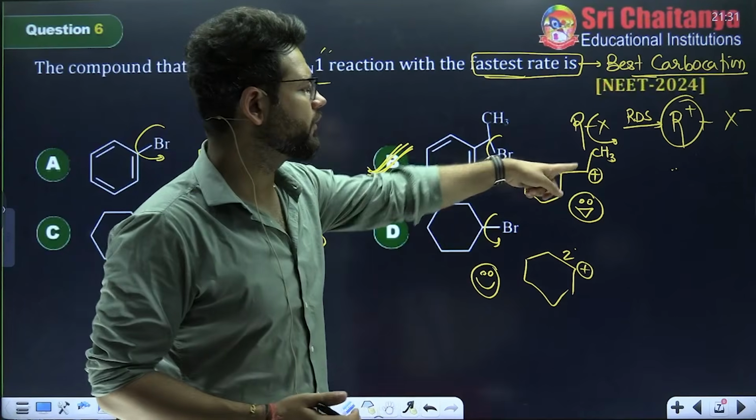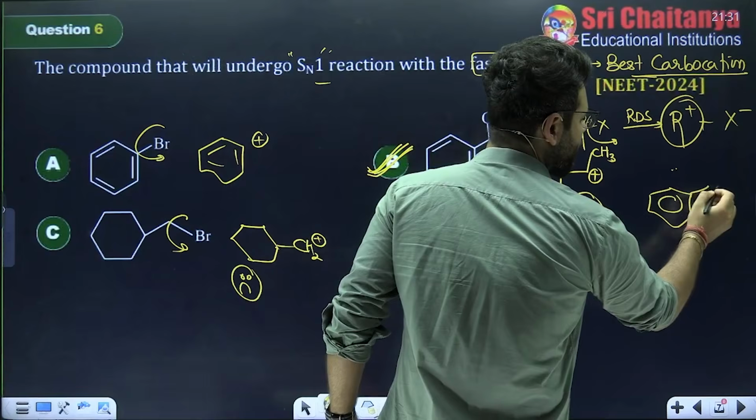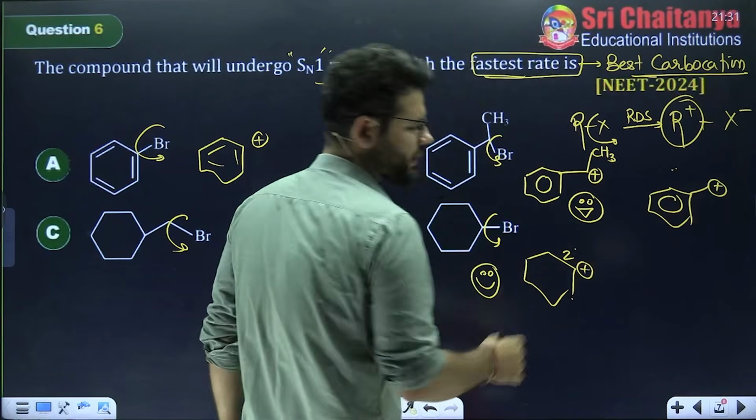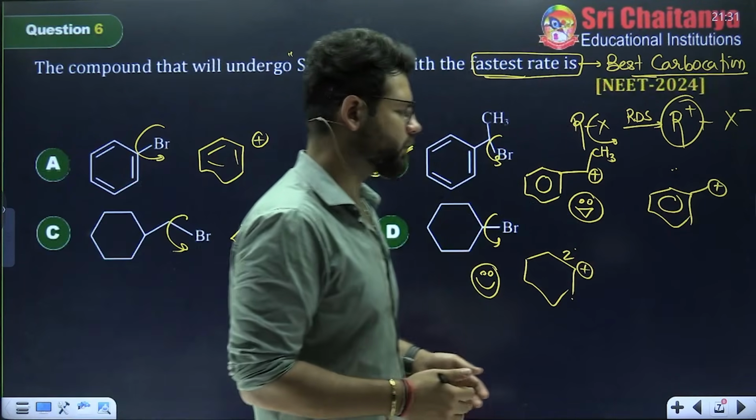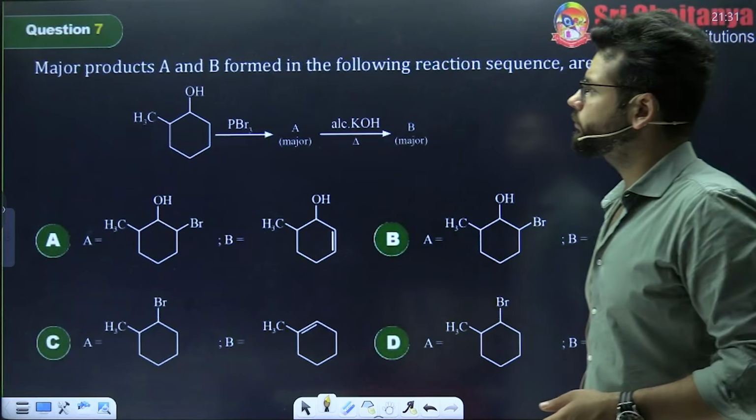Even if they did not give this and gave just a primary benzyl, that would also be better than the secondary one. So don't make the mistake of just looking at the degree. You can go wrong. Good question. Next one.